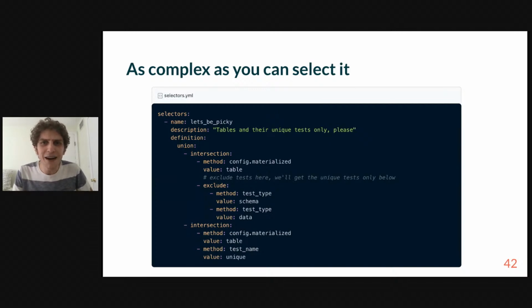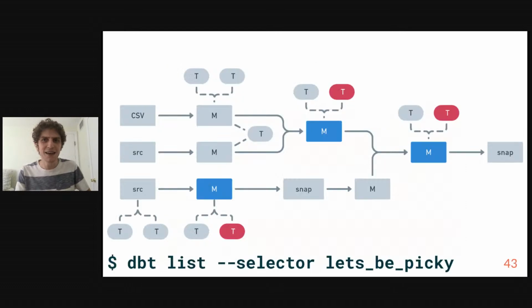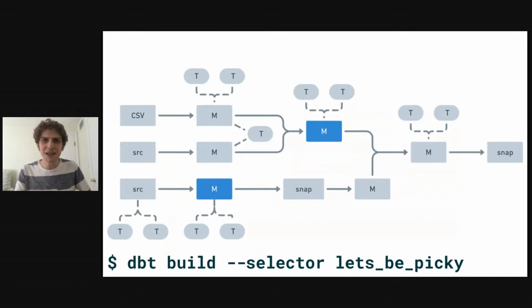So in this case, we've got a pretty funny selector. Let's be picky. We only want table models and the tests on them, but only the unique tests. If you list them, this is what you'd get. And if you build them, this is what you'd get.